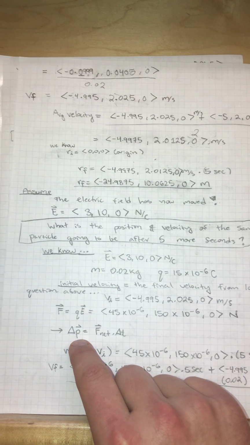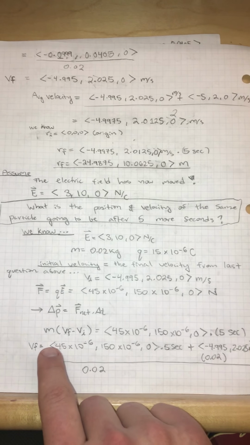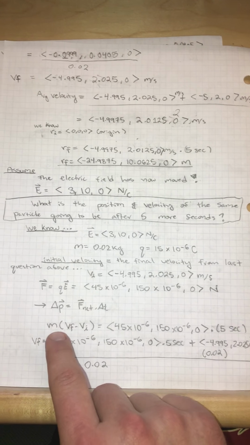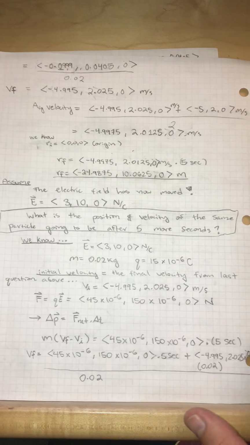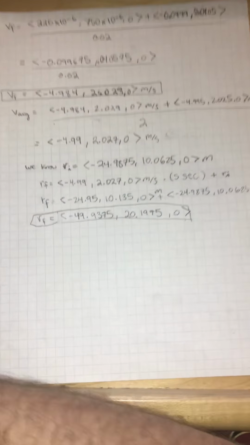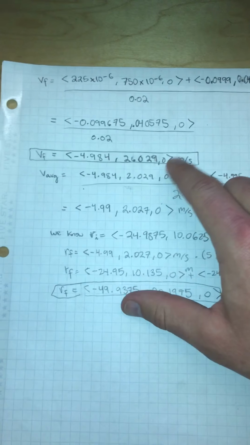Using that, we just do the same force equation, and then we use the same change in momentum with the force times the time. Using the same setup as before, we plug in the mass, the initial velocity, force, and time, and we solve for the final velocity. The final velocity comes out to be this vector quantity right here.